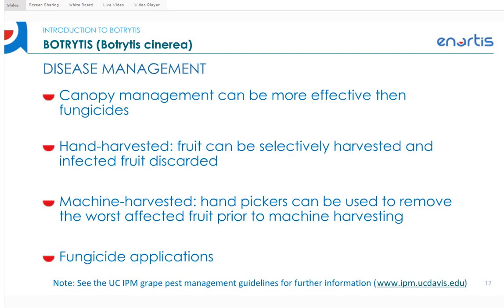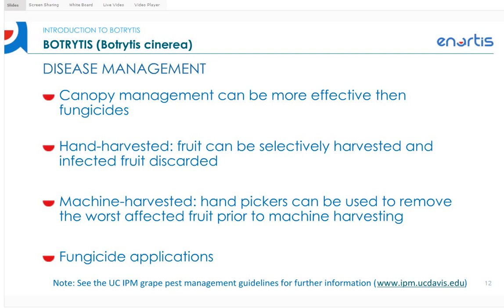So disease management. Canopy management is kind of the name of the game. Leaf removal opens up the canopy and encourages airflow, which dries the fruiting zone out. Although opening the canopy up too much can expose the fruit to the elements for higher temperatures later in the year, which actually can cause sunburn and shrivel in extreme conditions. At hand harvesting, you can come through and selectively harvest the infected fruit. In case of partial infection of a cluster, the infected portion of the cluster can be cut out and discarded at harvest by vineyard crews.